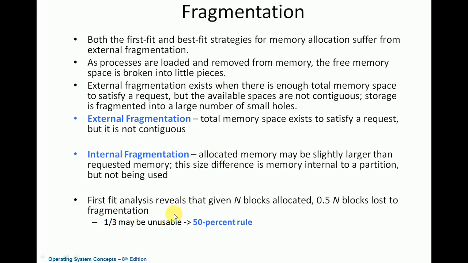Here, if you adopt the first fit strategy for memory allocation for n blocks, then 50% of blocks will be lost due to fragmentation. It means only 50% of the memory is used, and the remaining 50% will be lost due to fragmentation. So only 1/3 of the memory is usable and the remaining 1/3 is unusable. It means only 50% of the memory can be used and the remaining 50% will be wastage in the fragmentation. It is called the 50% rule.